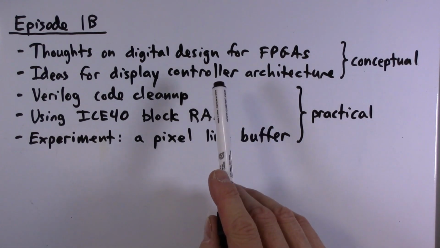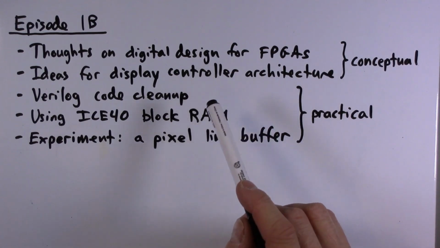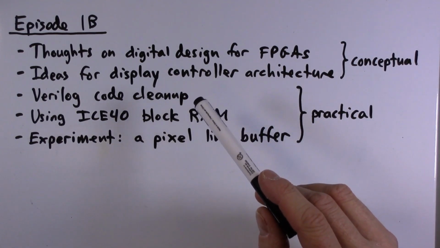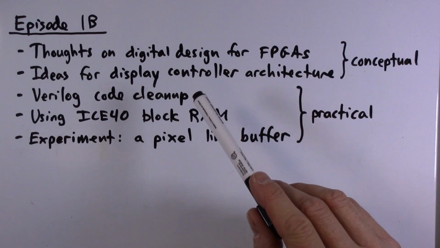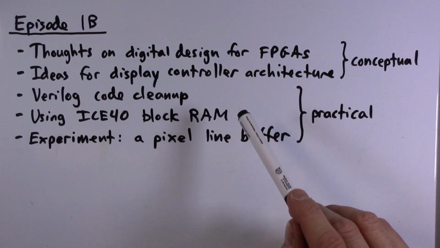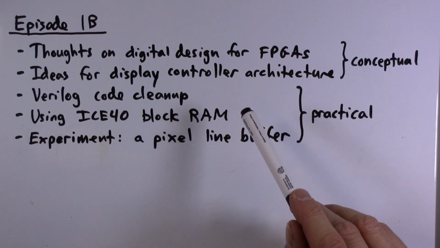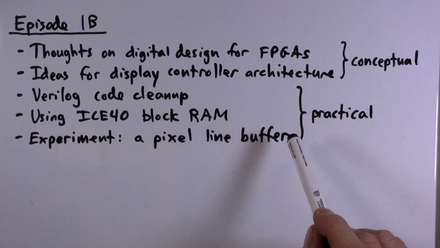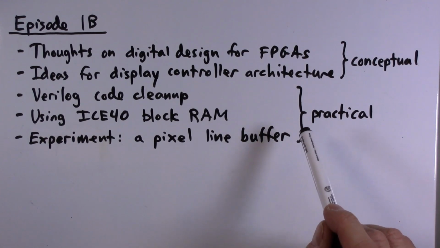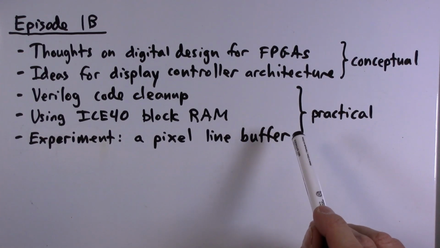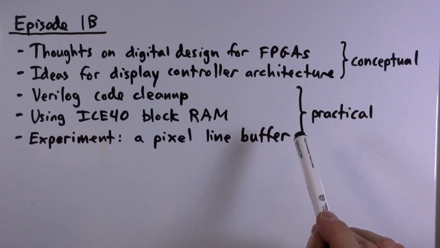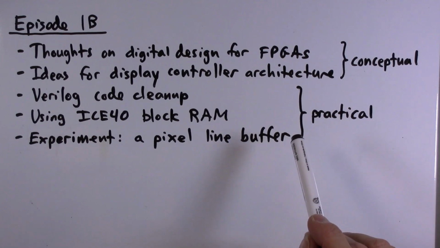In addition to talking about these general FPGA design issues, I'm also going to cover some practical stuff. I'm going to clean up the Verilog code so that things are more modular. I'm going to show how to use a block RAM on an ICE40 device like the one we have on our Arduino 3 that we're using as our FPGA board. And most excitingly, I will implement a pixel line buffer that actually will output some varying pixel data on each line of output. This is a good proof of concept that shows that our techniques for video generation should work. All right, so let's get started.